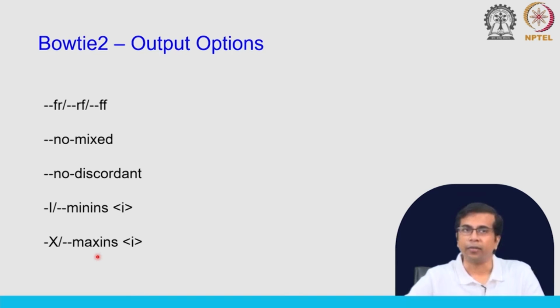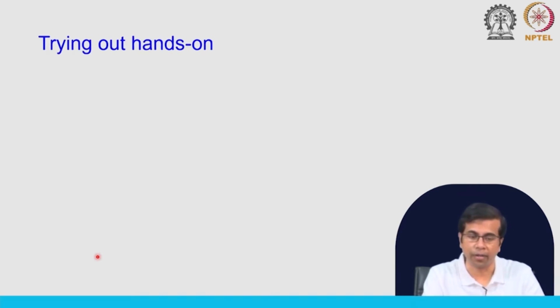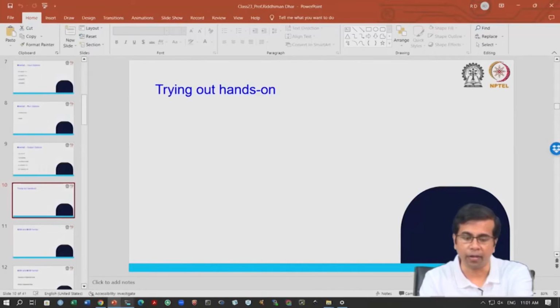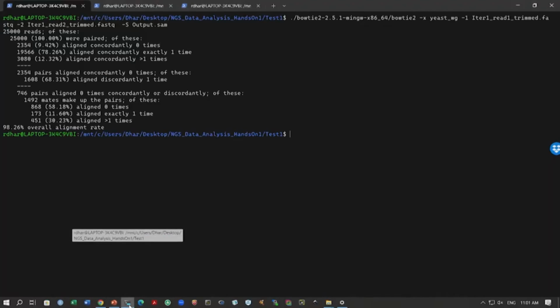You can also specify the minimum fragment length and maximum fragment length using the options -I and -X. We have not used them in the run that we did in the last class. What we are going to do is try some of these variations, because they are useful, and you will see how the results change. So, let us move on to the terminal and see how these options change the output.